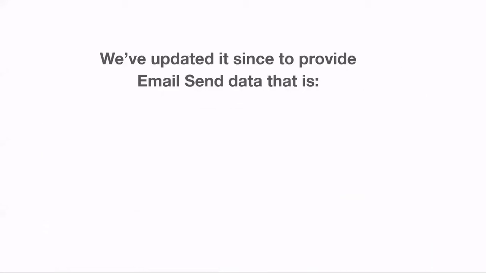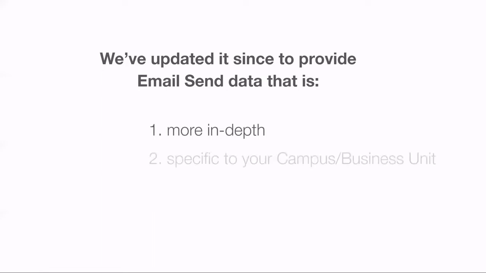And so what we've been able to do with this newer dashboard, and what you should be able to walk away with at the end of today's session, is seeing that this email send data is much more in depth. Not only are we digging much deeper, you can also get far more granular. So we'll look at how to specifically assess what's going on at your particular campus, as well as what might be occurring at a business unit. Probably what you're most interested in.